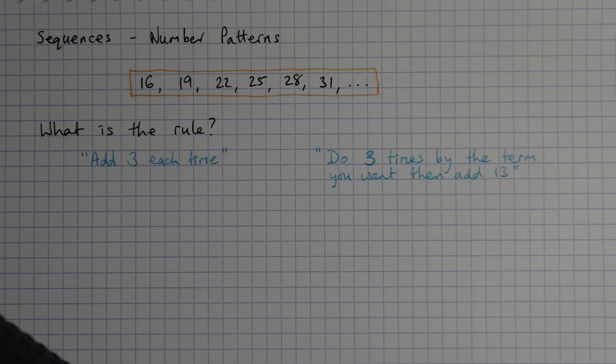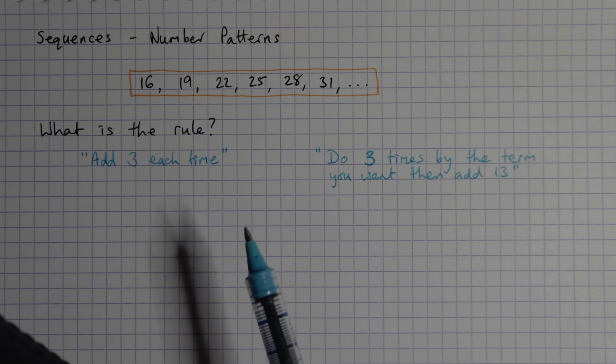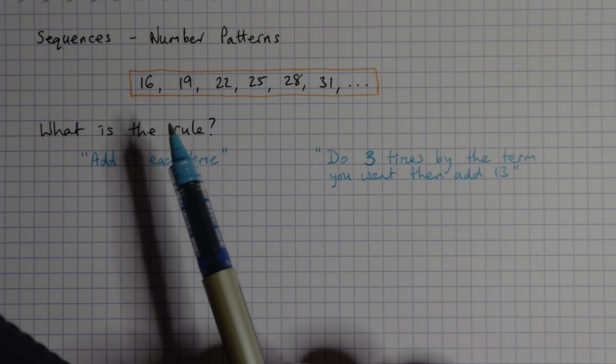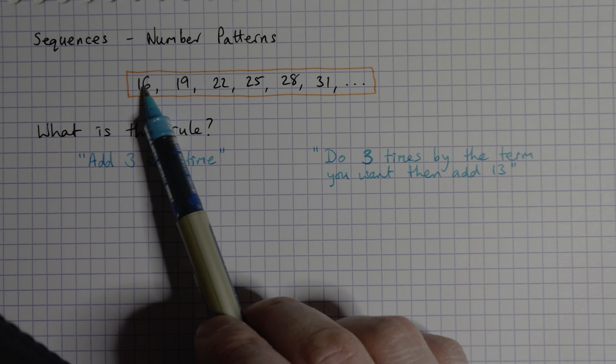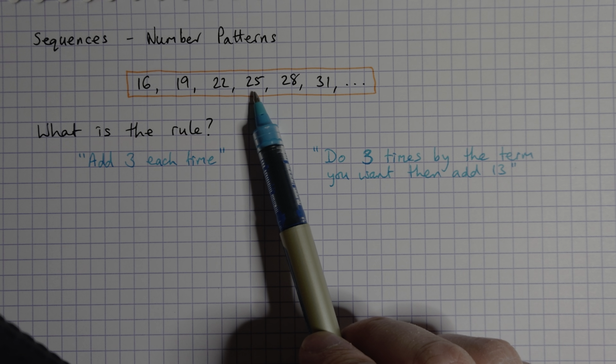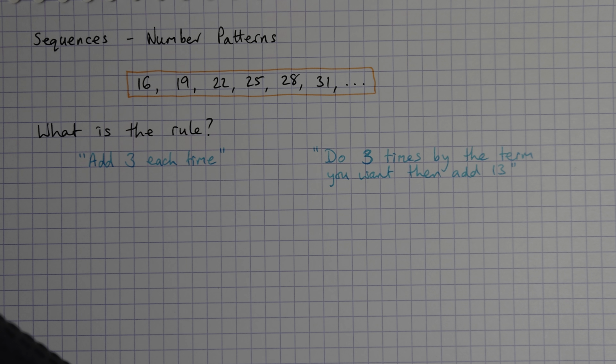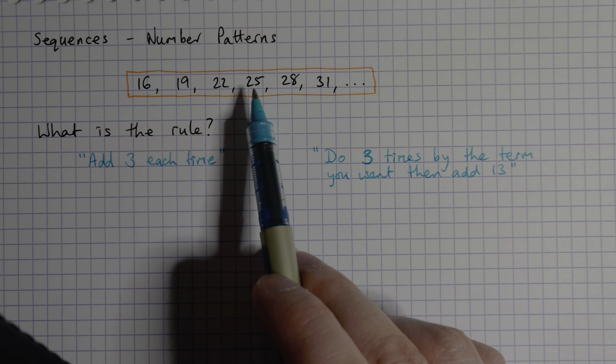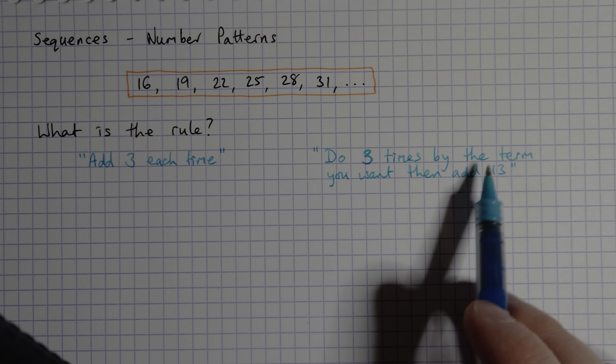I'll quickly explain why this is indeed a correct answer. So what do I mean by the term that I want? Well, we can call these by name. So the 16 is the first term, second term, third term, fourth term, and so on. So we already know the fourth term is 25, but let's work it out using this rule.